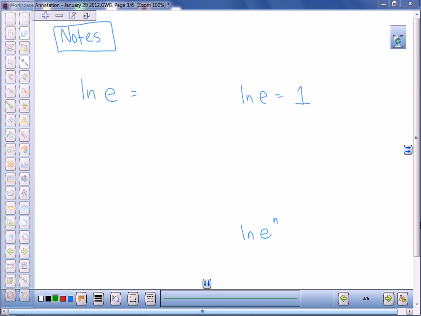Yesterday we talked about properties of logs. We're going to do a little more with those today. So let's take a look at our examples.